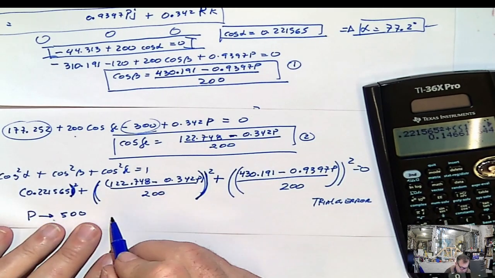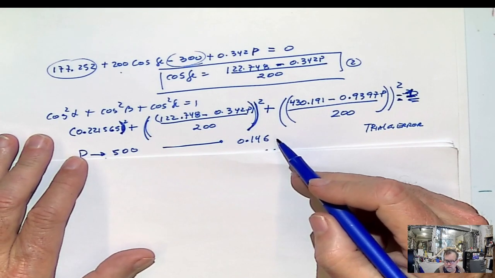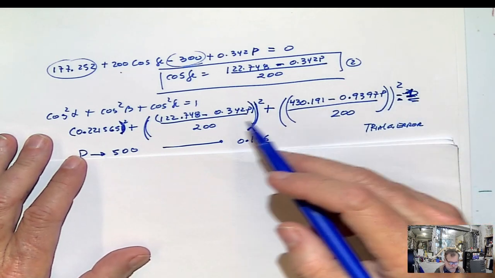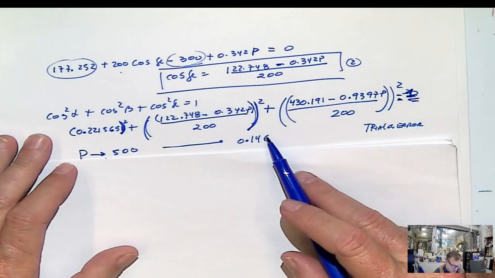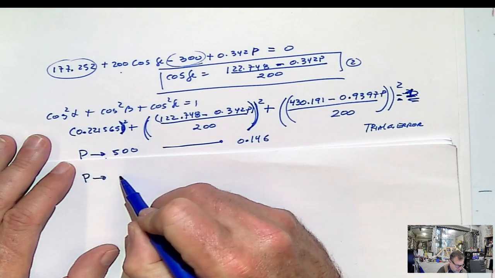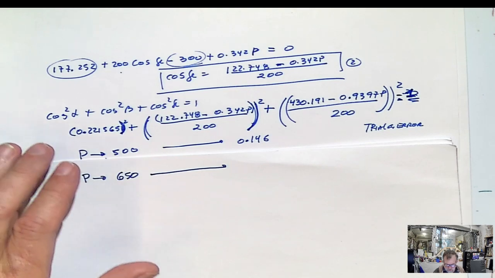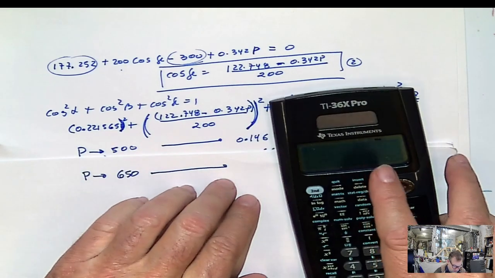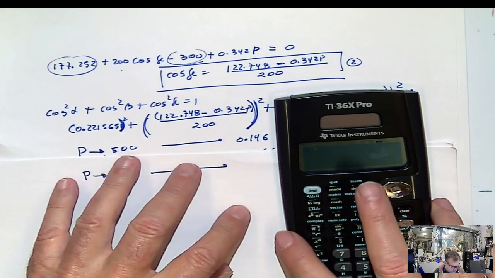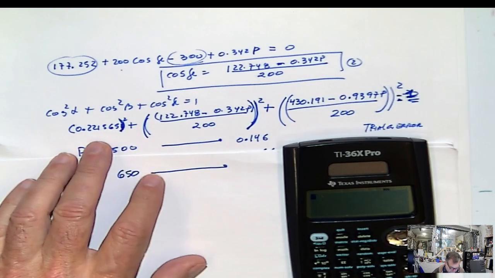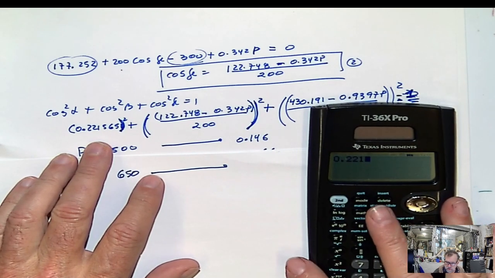And for 500 we got 0.146, and we should get 1, because remember, cosine square alpha plus cosine square beta plus cosine square gamma equals 1. But we're close. So let's try for P equals, I don't know, 650, and see what value we get. Let me see if it's still stored here in the calculator. Oh no, the calculator turned off, so I'm going to have to code everything again, which I didn't want to, but maybe it's good practice for you guys as well.